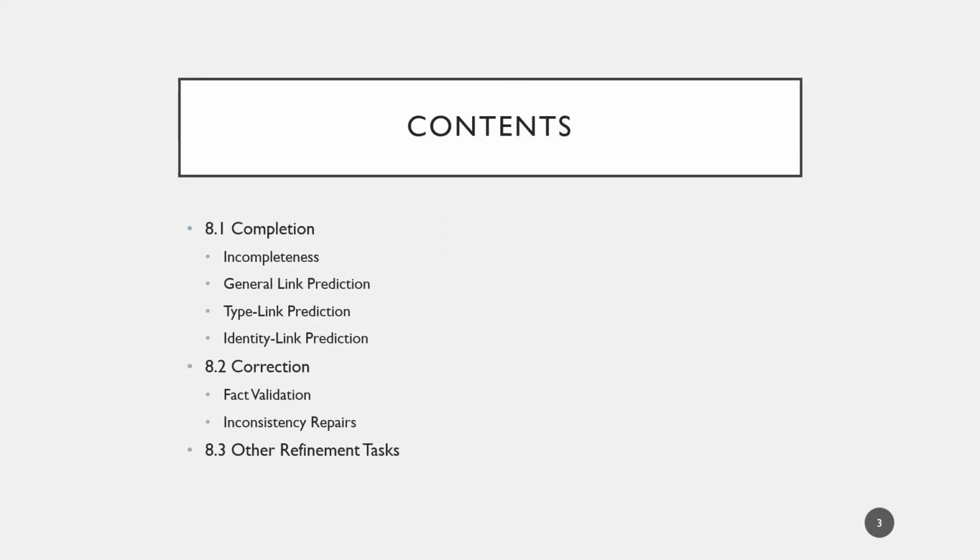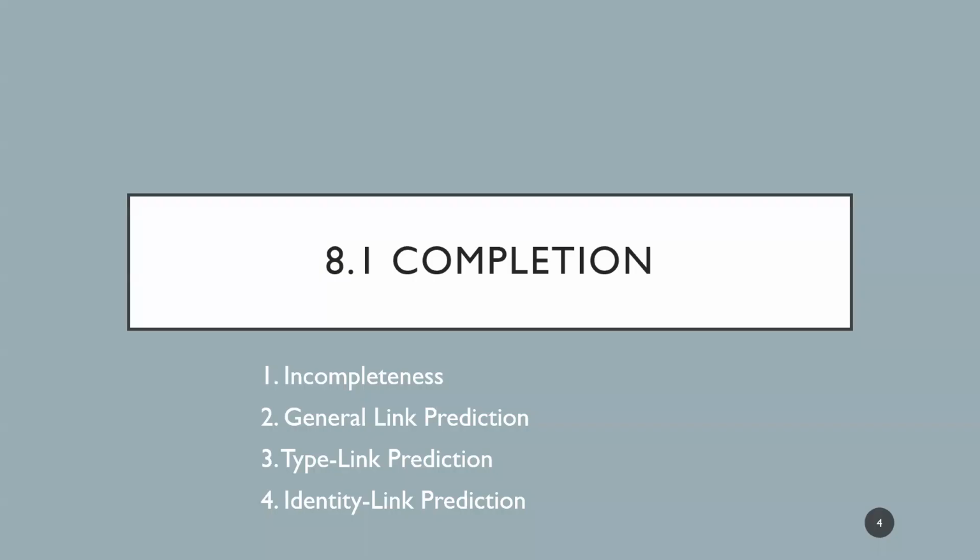There are 3 main sections: completion, correction, and other refinement tasks. Within each section, there are some small subsections that we will discuss in detail. Let's move to the first section, completion. In this section, we will step by step discuss incompleteness, geo link prediction, type link prediction, and identity link predictions.